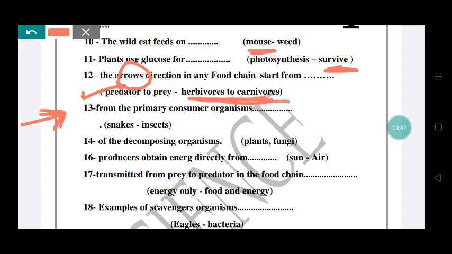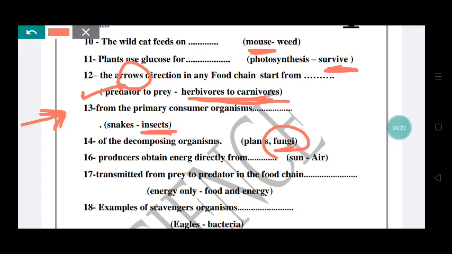Super. Okay. From the primary consumer organisms, snakes or insects? Super, insects. Of the decomposition organisms, plants or fungi? Decomposers organisms. Plants or fungi? Fungi, excellent.